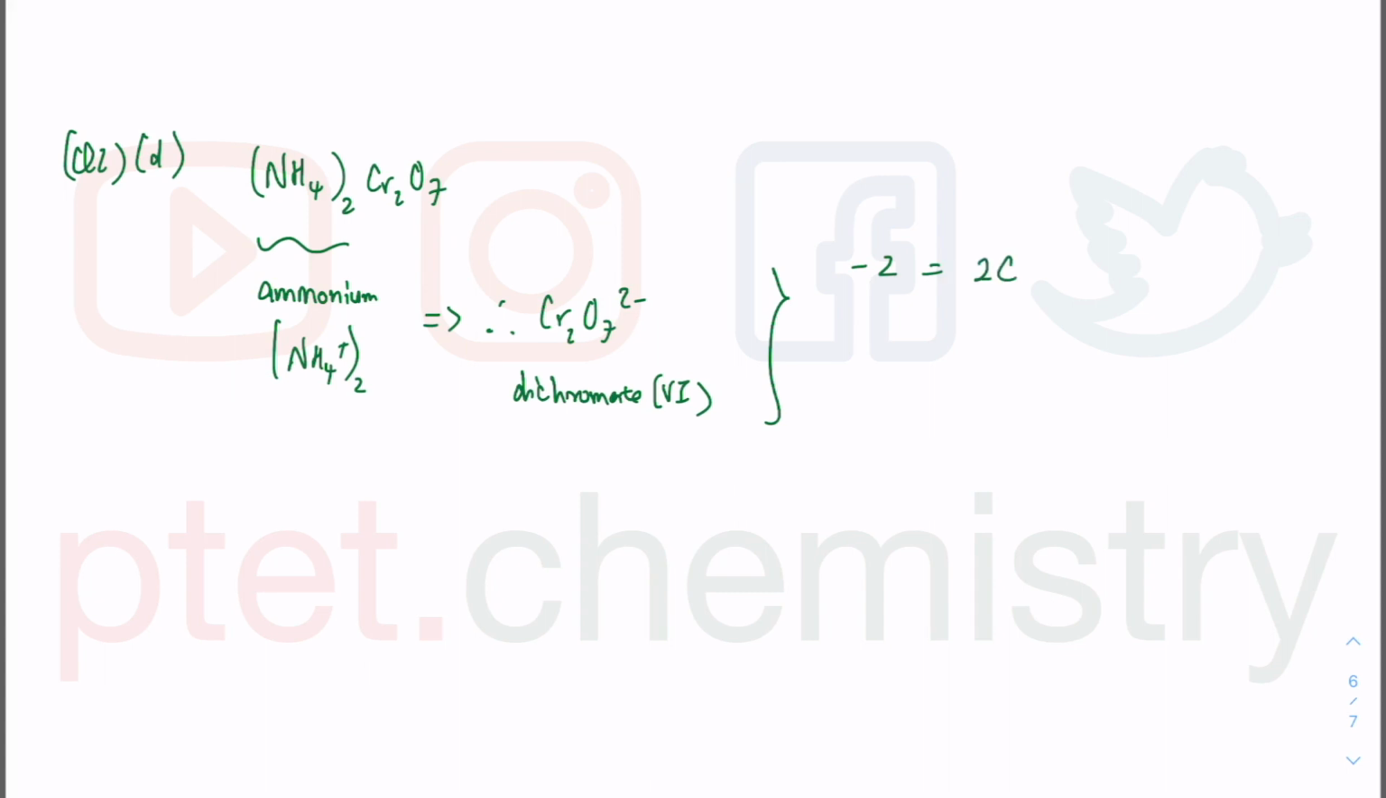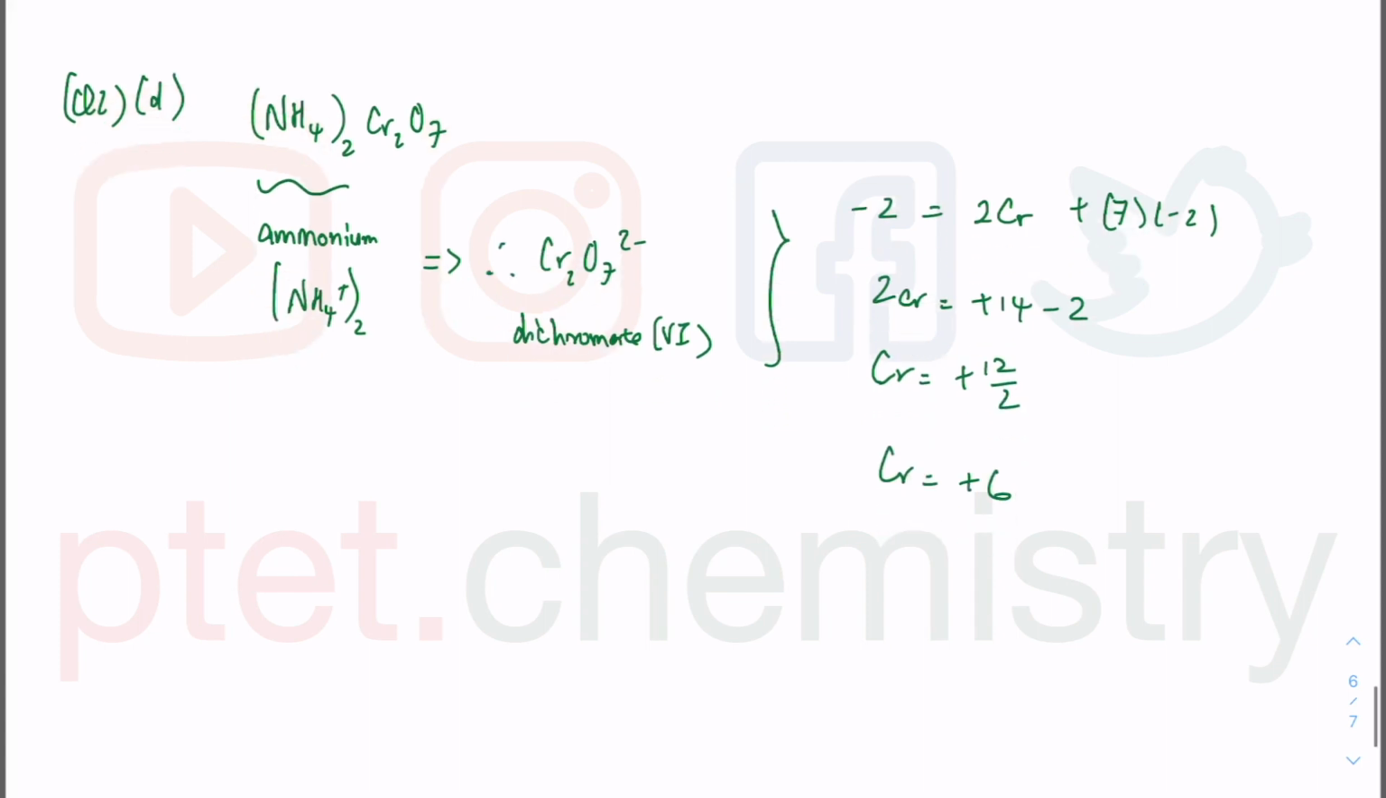-2 equals the oxidation state of chromium times 2, because I have 2 chromium, plus 7 times -2. 2 chromium equals +14 - 2. Chromium equals +12/2, chromium is +6 there. As you know, dichromate(VI), chromium +6. Without the plus, it's not going to make any sense at all.